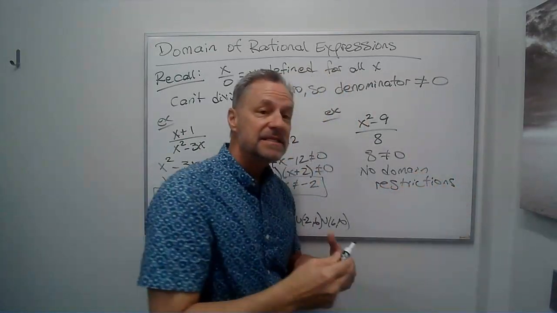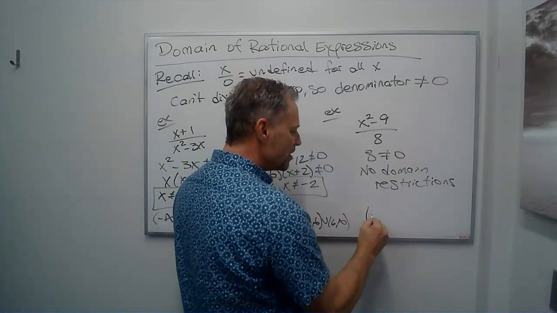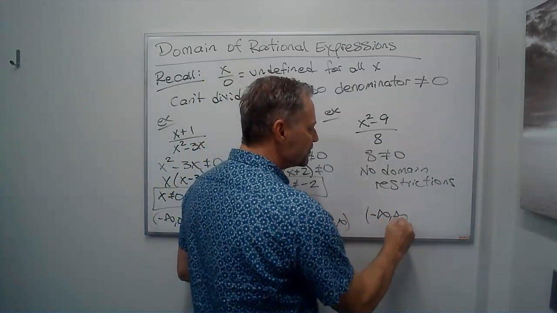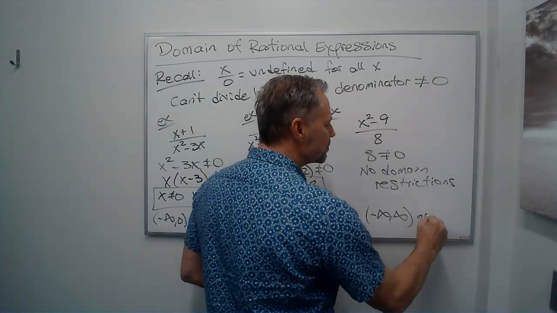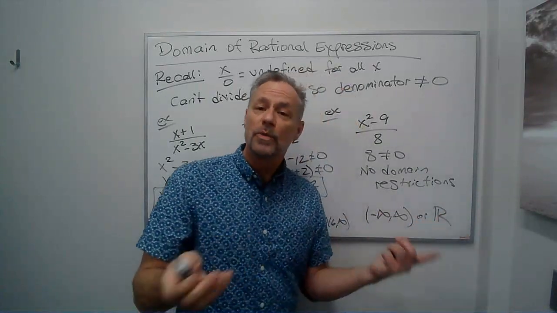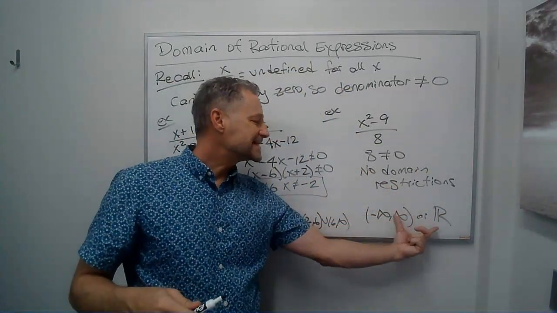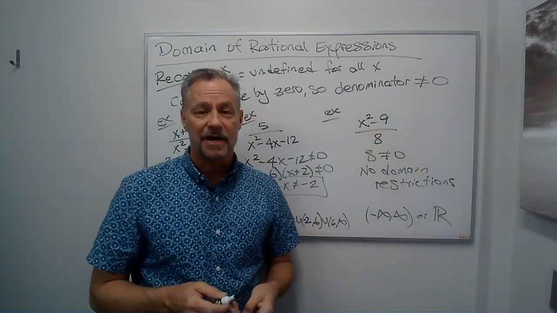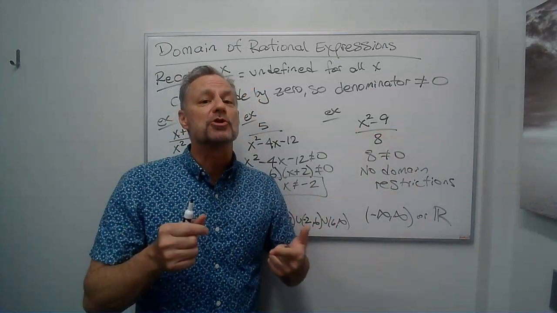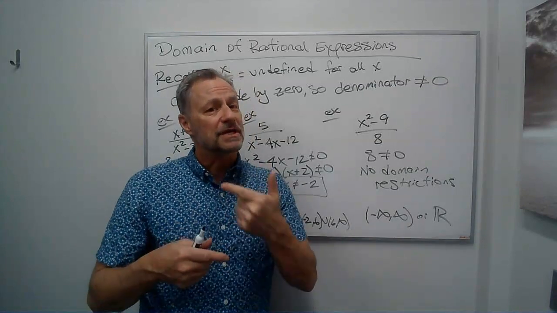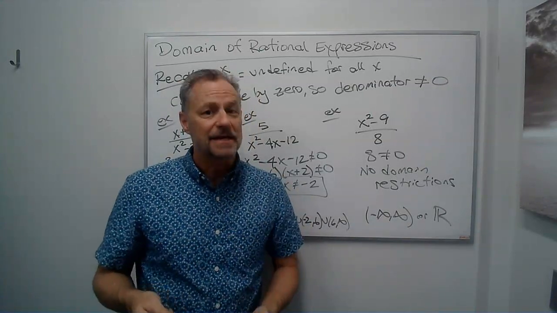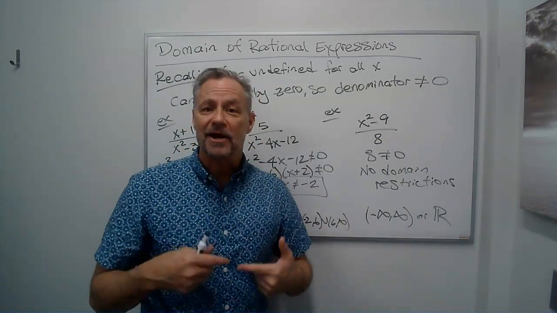If I was listing the domain, we would just say, oh, it's everything. It's negative infinity to infinity. Sometimes they just write it as big capital R. All real numbers will work because none of them will make the denominator 0. So that's the idea. Remember, you can't divide by 0. If you're looking at a restriction for the domain, it's anything that makes the denominator equal to 0.